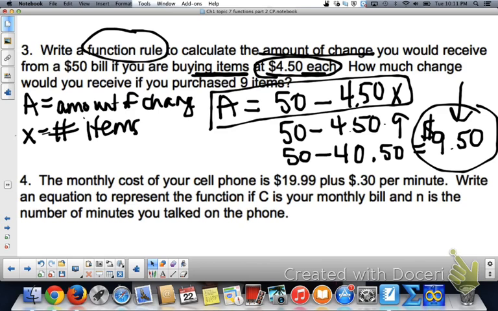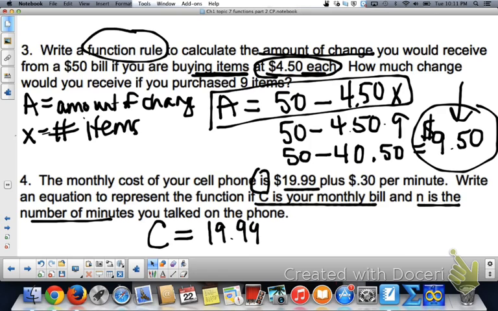All right, last problem I'm going to do. The monthly cost of your cell phone is $19.99 plus 30 cents per minute. Write an equation to represent the function if C is your monthly bill and N is the number of minutes. So this one I don't have to declare my variables. They're already declared. So the monthly cost, C, is, that's your equal sign, $19.99 plus 30 cents per minute. So I have 30 cents times the number of minutes.